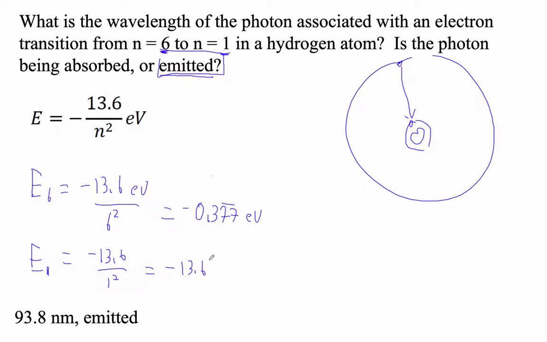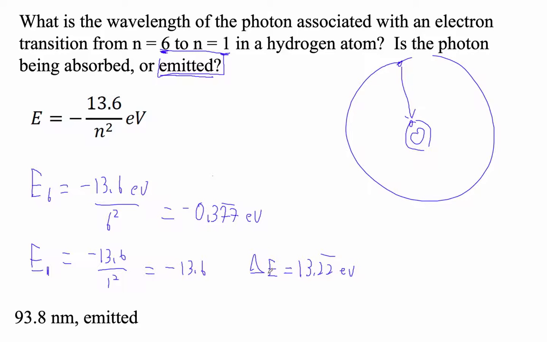And so the energy difference is just 13.6 minus 0.37, right? So the energy difference is, you just subtract those, right? And you get 13.22, a lot of 2's, eV, right?